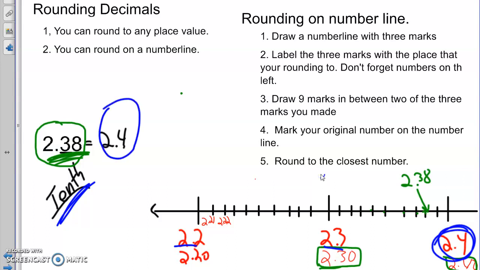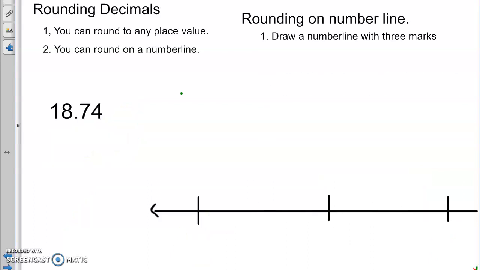Let's try this together for 2 different problems and see how well you do. So make sure you have empty space on your paper to do this. All right, do this with us right now. We're going to round 18 and 74 hundredths to the nearest 10th. Underline that 10th. So what you need to do right now is draw a number line with 3 marks, just like I did below. You can pause the video and resume it after you complete each one of these steps.